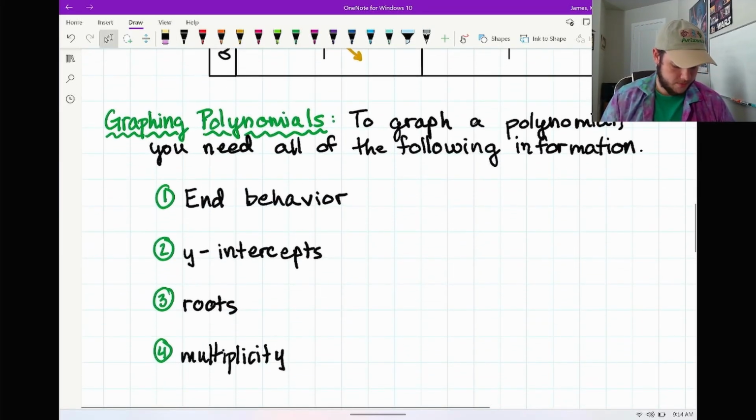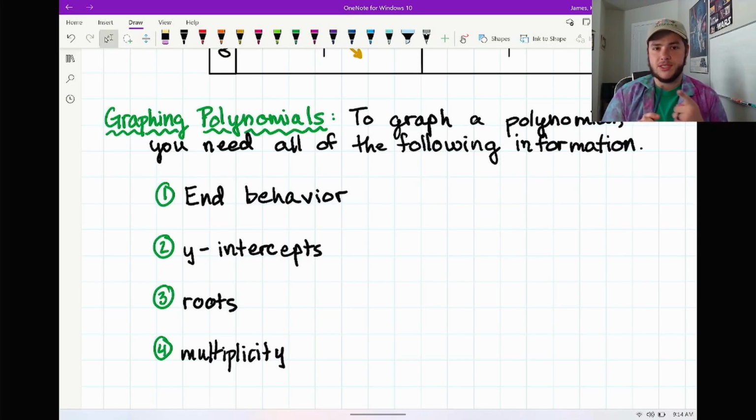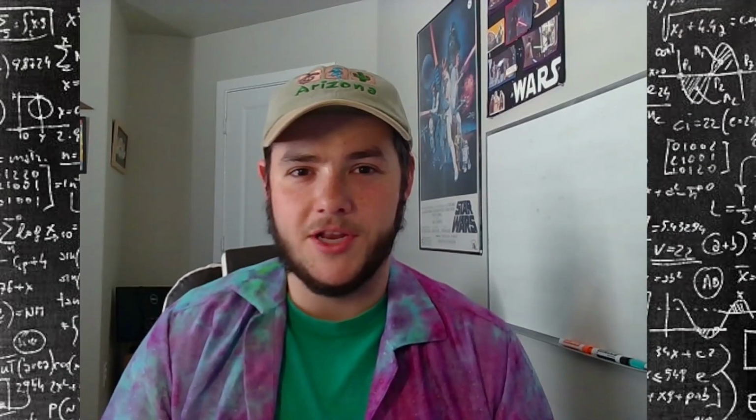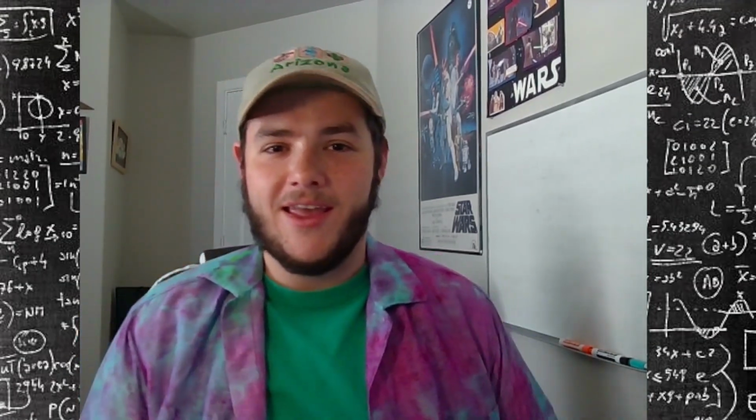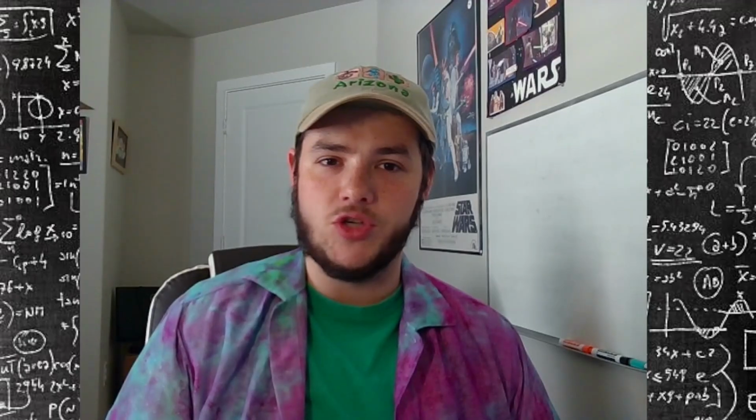Putting it all together, we start to graph a polynomial by determining its end behavior. Then we find its y-intercept and roots, and the multiplicity of each root. This information all put together is going to help us sketch the graph. But that's what we're going to do in the next video. In this video, we just looked at all the tools that we're going to need.